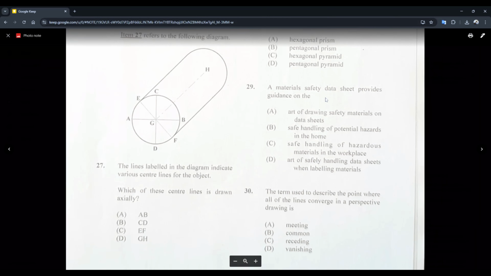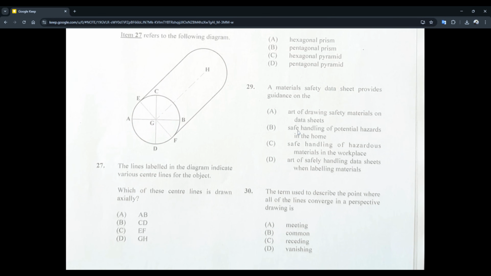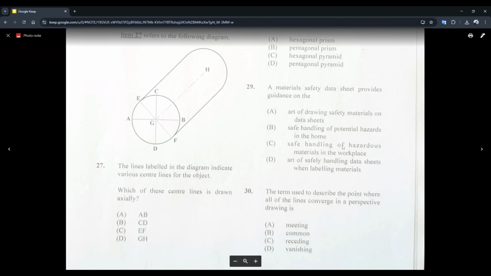29. A material safety data sheet provides guidance on the art of drawing, handling hazards at home. Nope. Safe handling of hazardous materials in the workplace. Right. C.